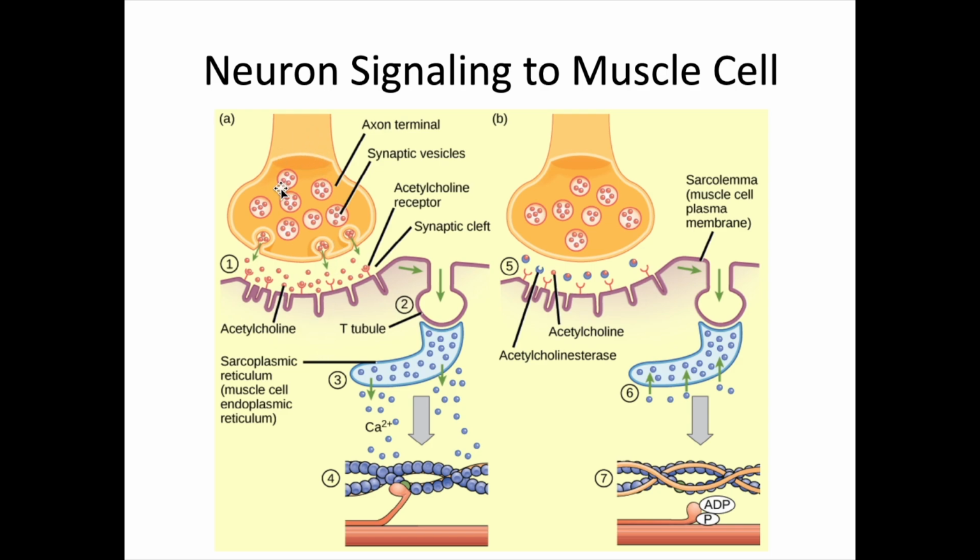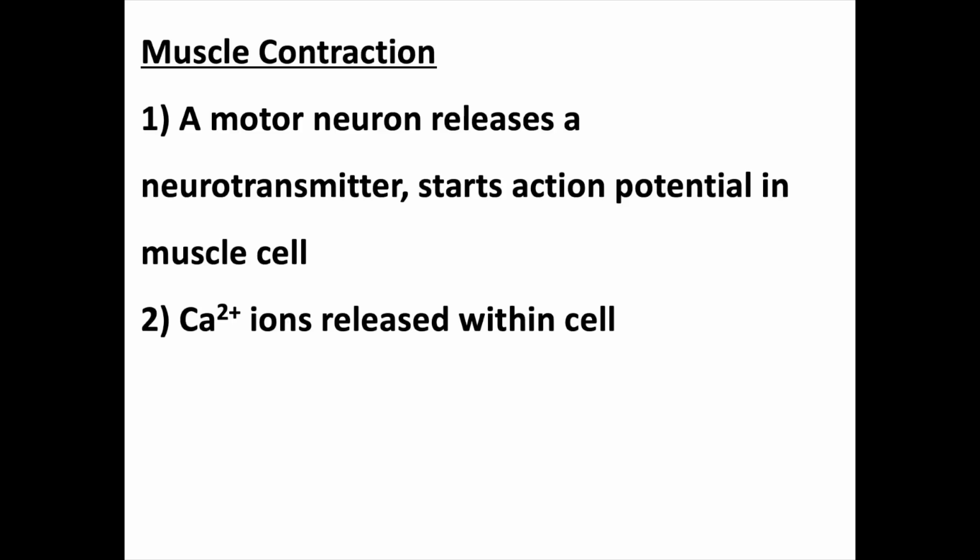So here's a neuron releasing neurotransmitters floating across the synapse or synaptic cleft. And when they reach this muscle cell, what they are going to do is start an action potential that leads to the release of calcium ions. What does the calcium do? Well, let me get to this first. So once again, I'm breaking this down 1, 2, 3, 4, 5, 6, 7. These numbers are just to keep track of things. So in the process of muscle contraction, the neurons that are connected to muscles are called motor neurons. A motor neuron releases a neurotransmitter, starts an action potential in the muscle cell.